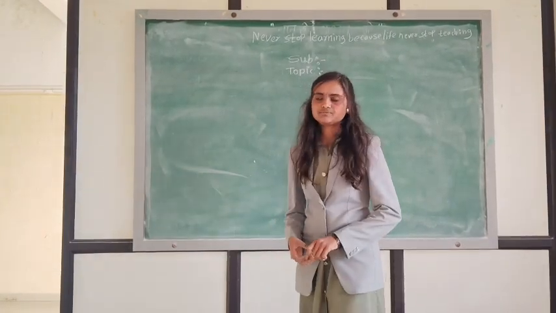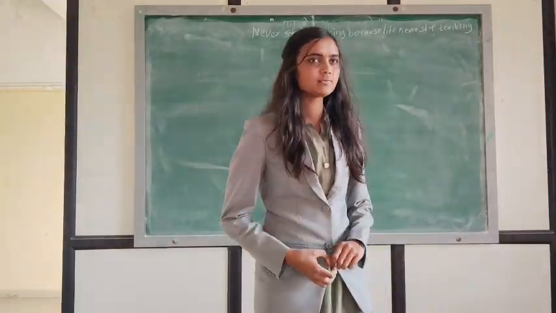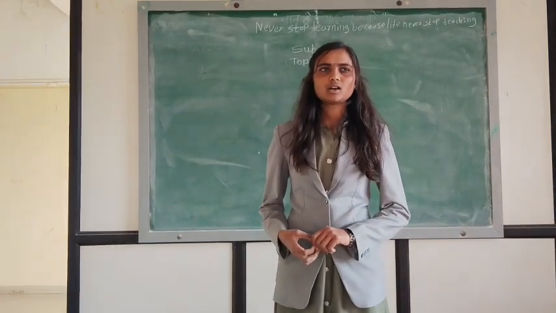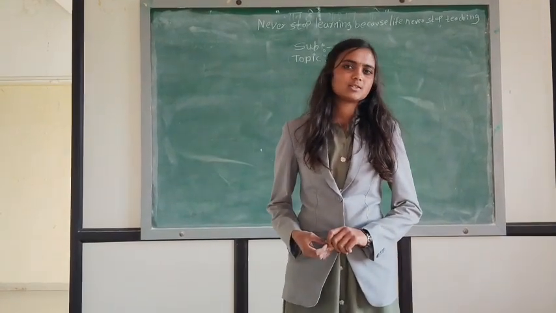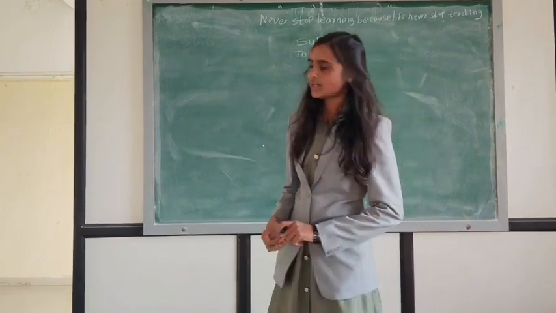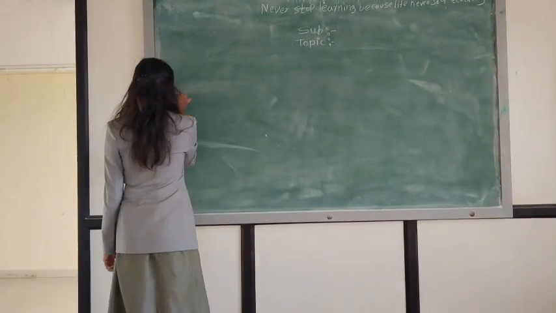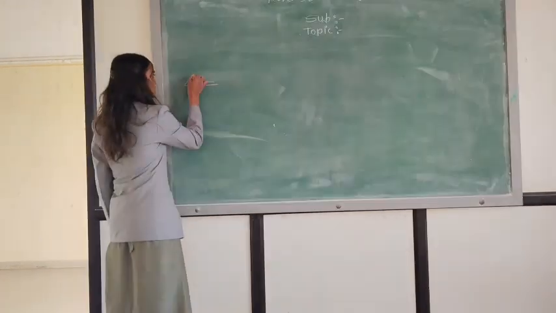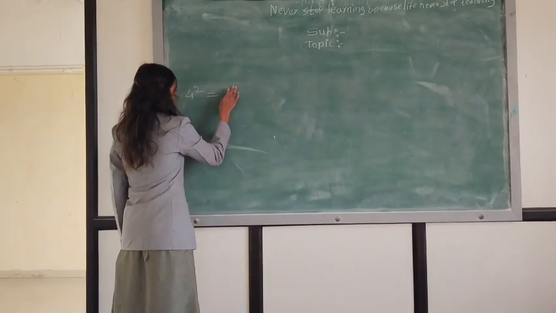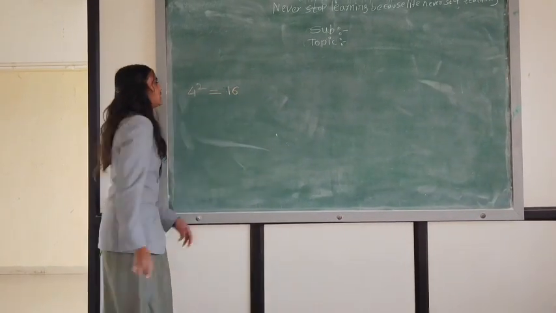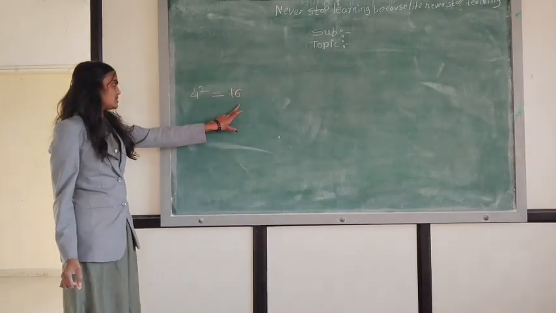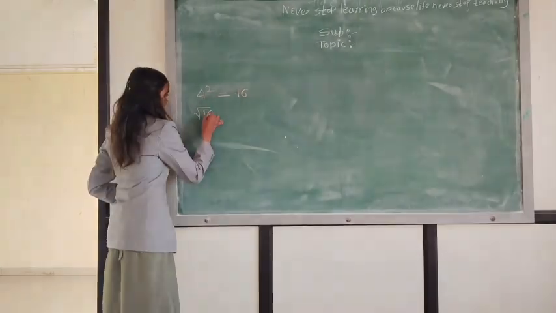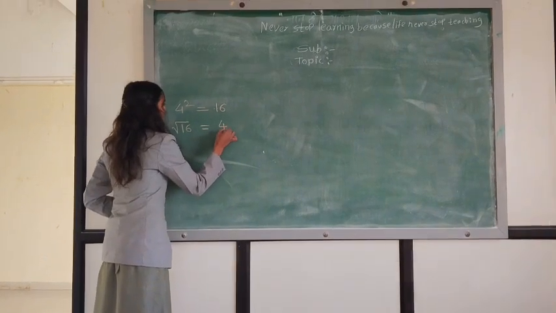Good morning everyone. How are you all? You must be fine. So, if I ask you what is the square of 4, what will you tell me? The square of 4 is 16. Okay? And the square root of 16 is nothing but 4. What is the square root of 16? The square root of 16 is 4.